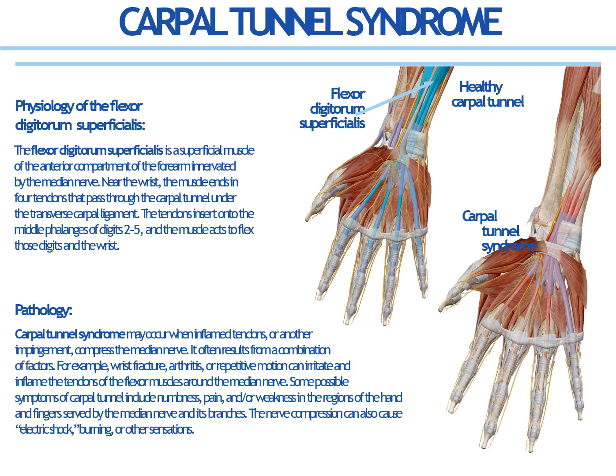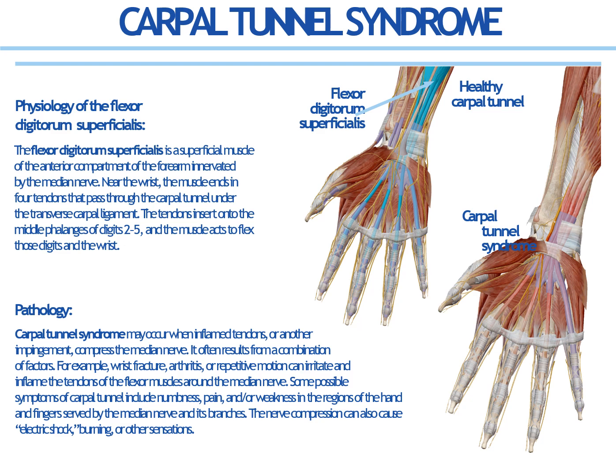The flexor digitorum superficialis is a superficial muscle of the anterior compartment of the forearm innervated by the median nerve. Near the wrist, the muscle ends in 4 tendons that pass through the carpal tunnel under the transverse carpal ligament. The tendons insert onto the middle phalanges of digits 2 through to 5, and the muscles act to flex those digits and the wrist.